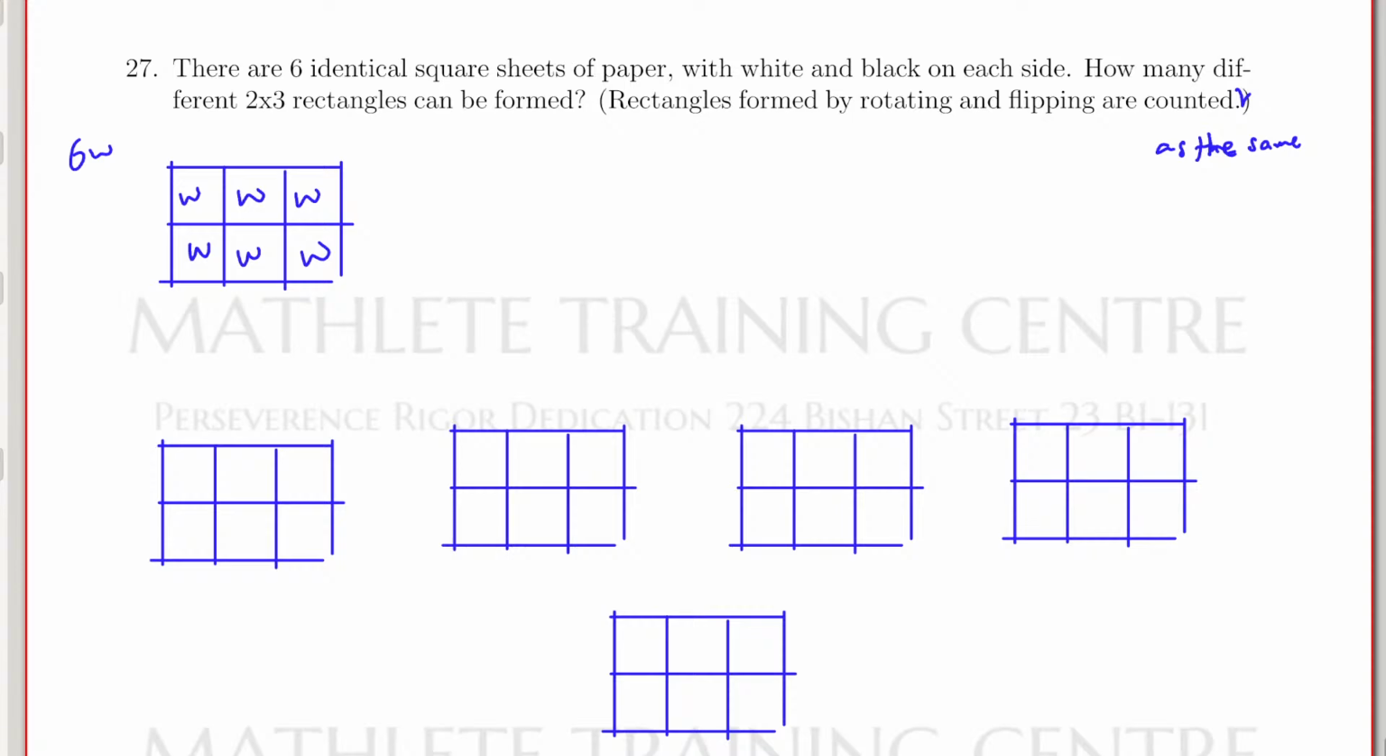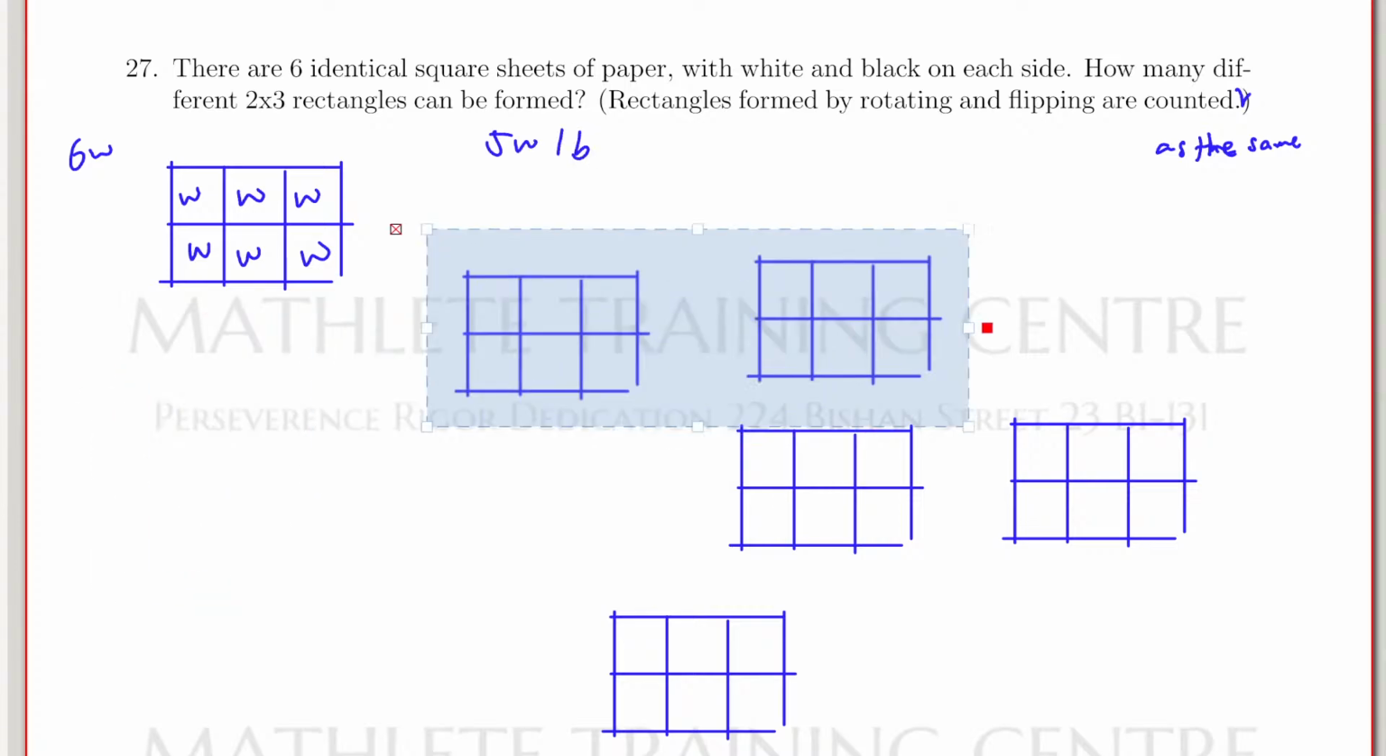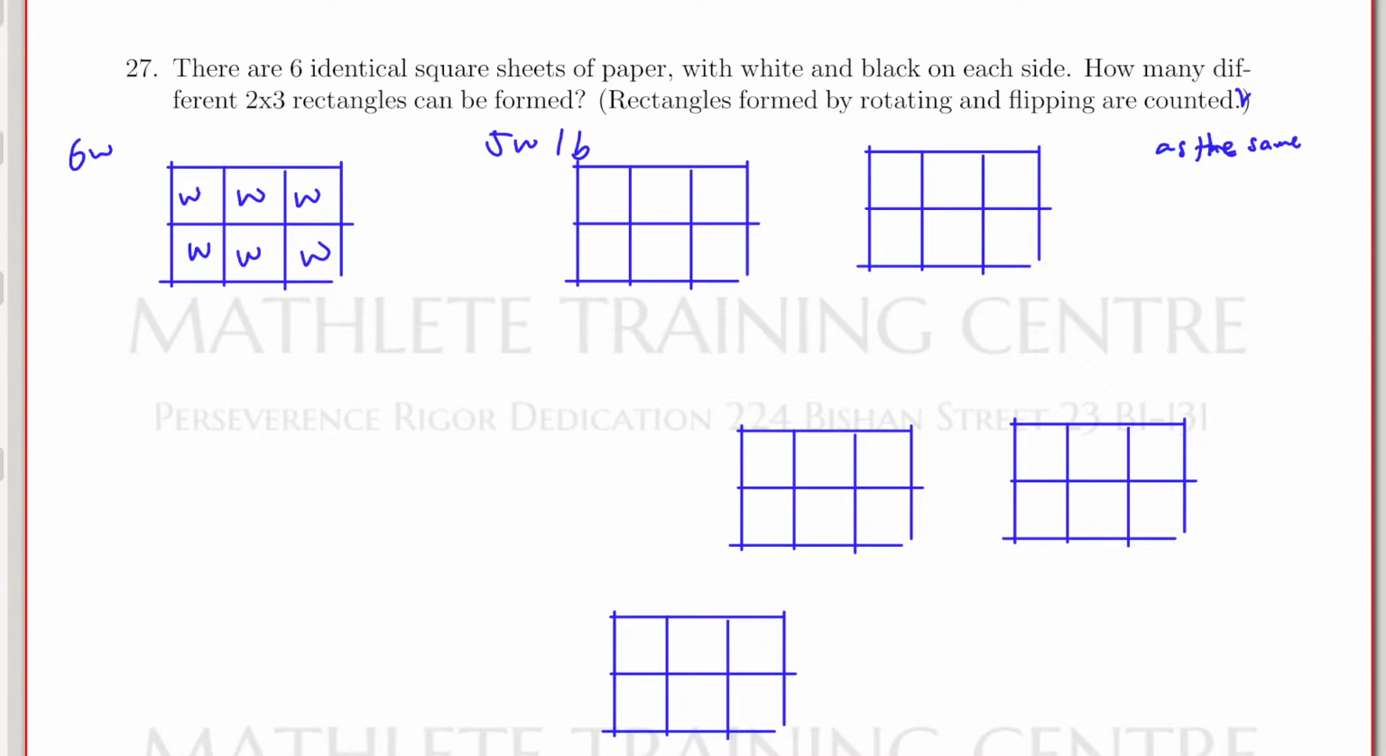There's only one way. What about 5 white and 1 black? There's going to be 2 ways. It's either the black is at one of the corners, or the black is in one of the 2 middle positions. There are these 2 ways only. Right? Everything else can be flipped or rotated to one of these 2 positions for the black color. So 5 white and 1 black, there's only going to be 2 of them.